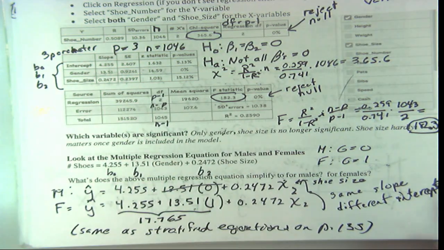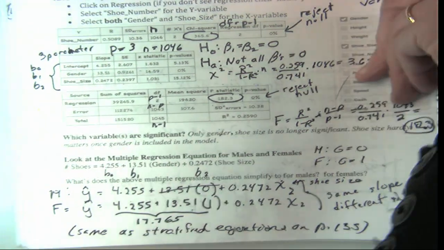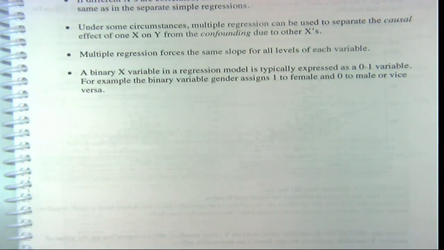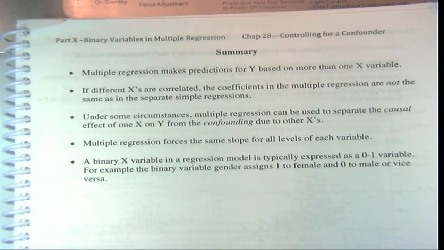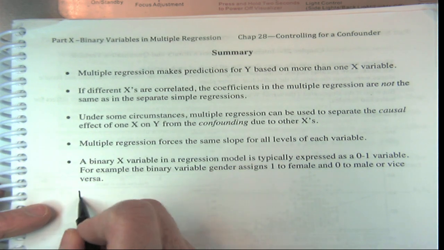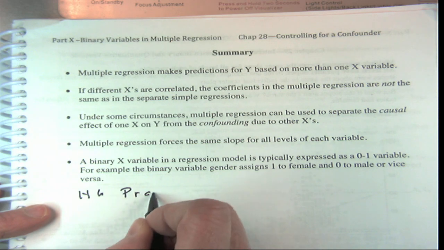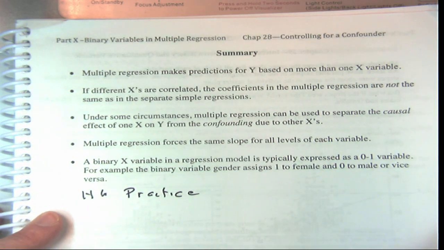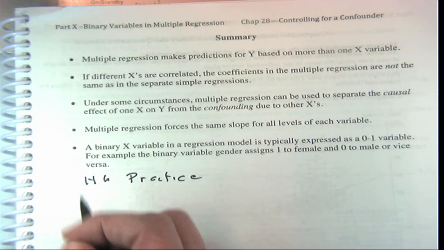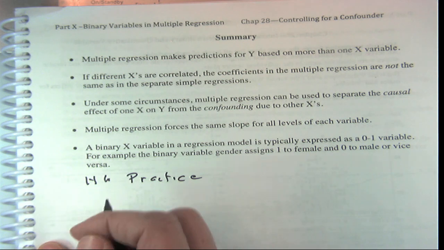In fact, you're going to have a lot of homework on this, so maybe we should do a homework practice. Let's look at the summary now, and then do an eye clicker to help you with this. I think the eye clicker question is going to look like this. So this is like a homework practice right now. Why don't I give you those two stratified equations and see how you would come up with that multiple one.